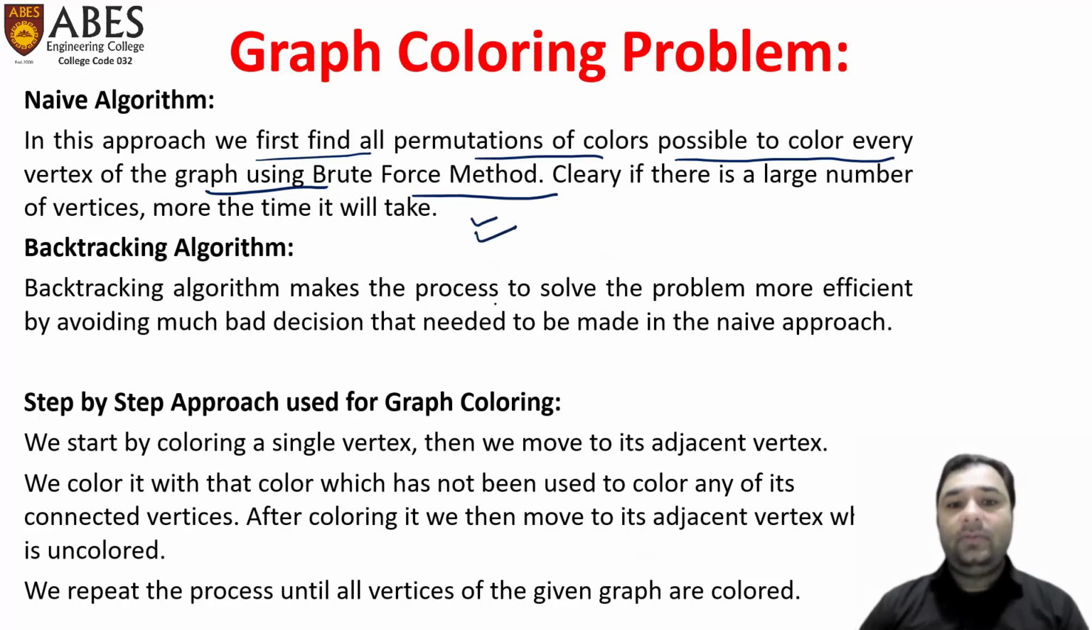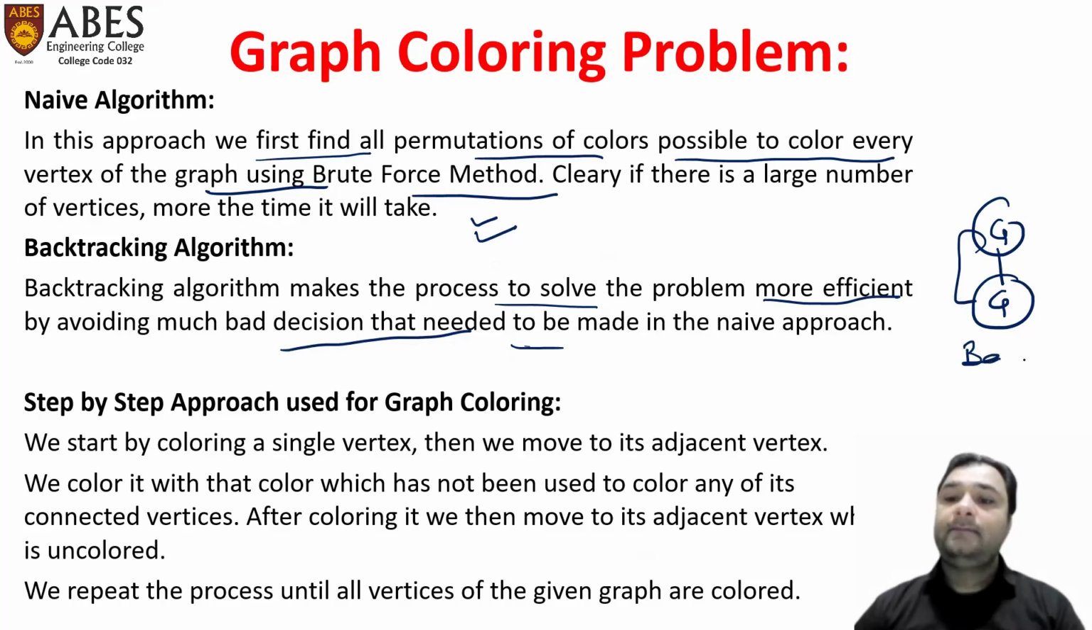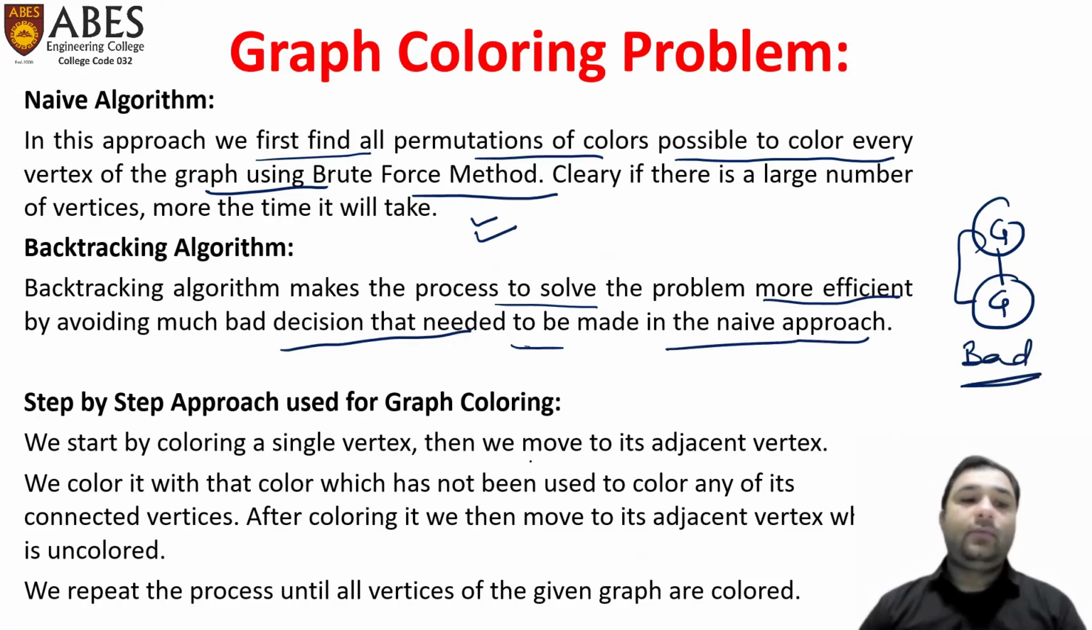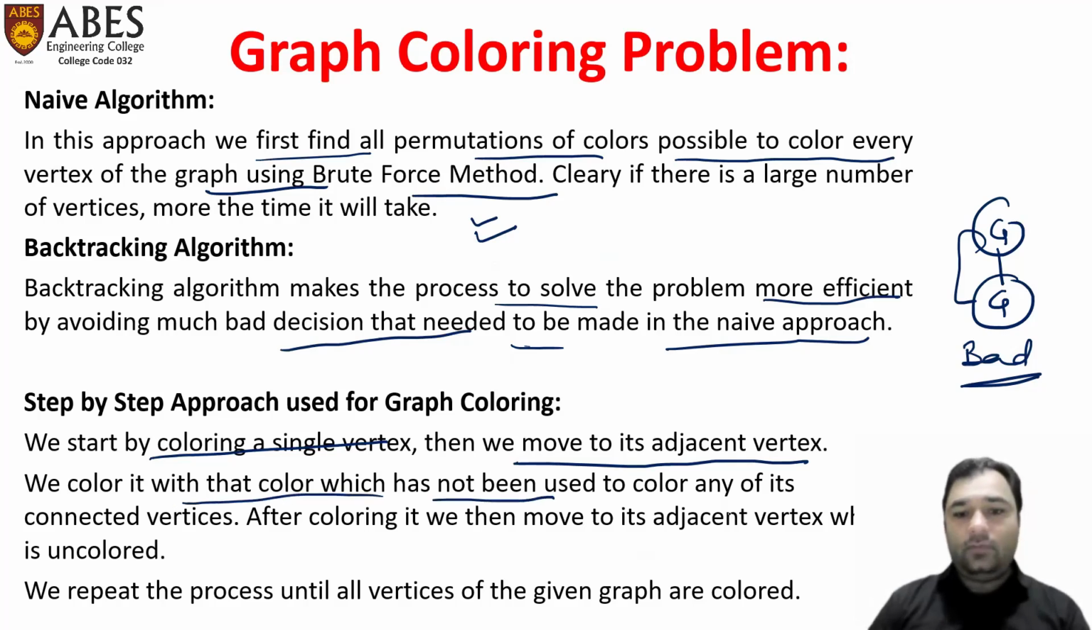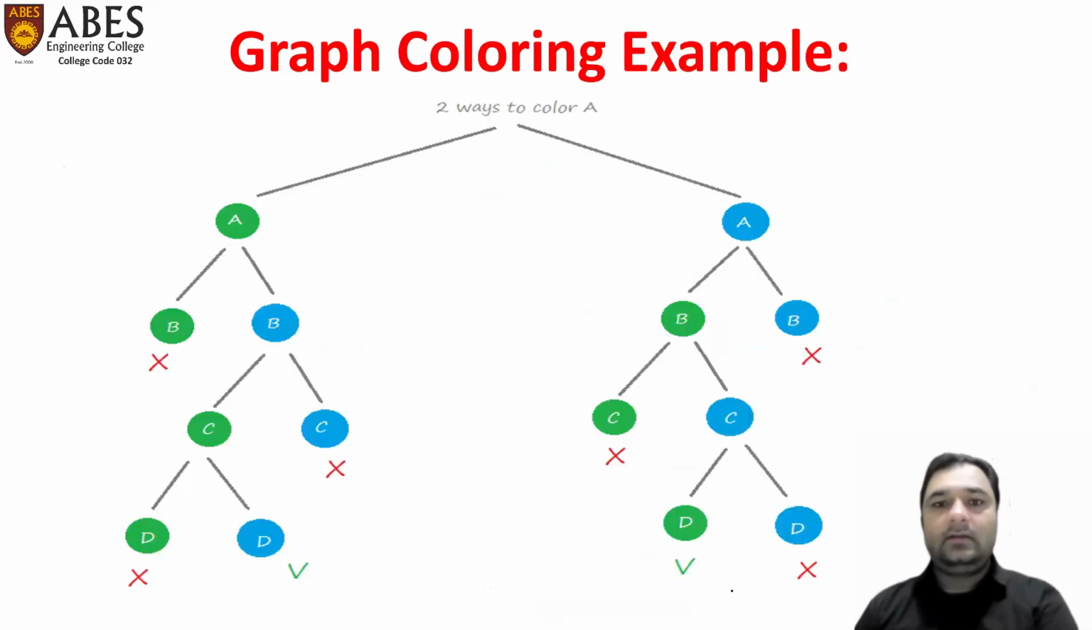The backtracking approach makes the process of solving the problem more efficient by avoiding bad decisions. Because if we color a vertex green, then we do not have to explore another adjacent vertex as green. This is a bad choice. We eliminate these things using backtracking, which needs to be done in a naive approach. Hence, the step-by-step approach: we start by coloring a single vertex, then move to an adjacent vertex. We color it with a color which has not been used to color any of the connected vertices. After coloring, we move to an adjacent vertex which is uncolored. We repeat the process until all the vertices of the graph are colored.